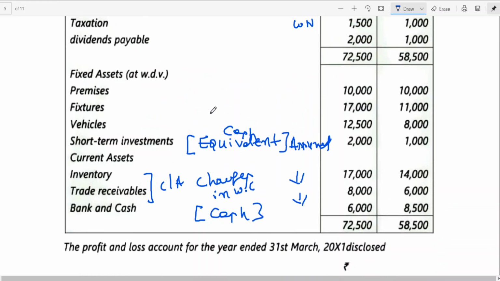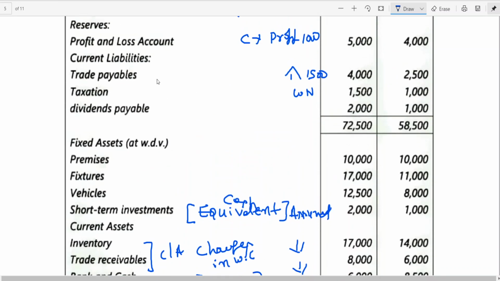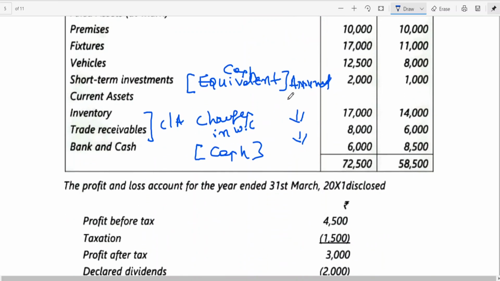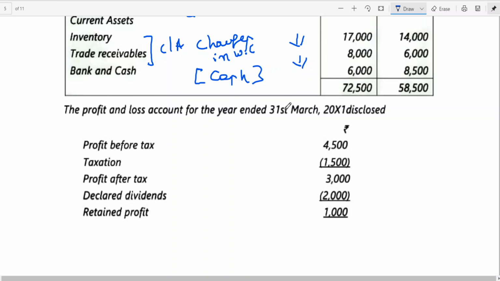Working capital. Here also the same thing I have told you. These two will be taken as trade payable, as changes in working capital. Now, how you got that 1,000 has been given. Profit before tax 4,500. Taxation provision, or whatever you call as profit after tax.